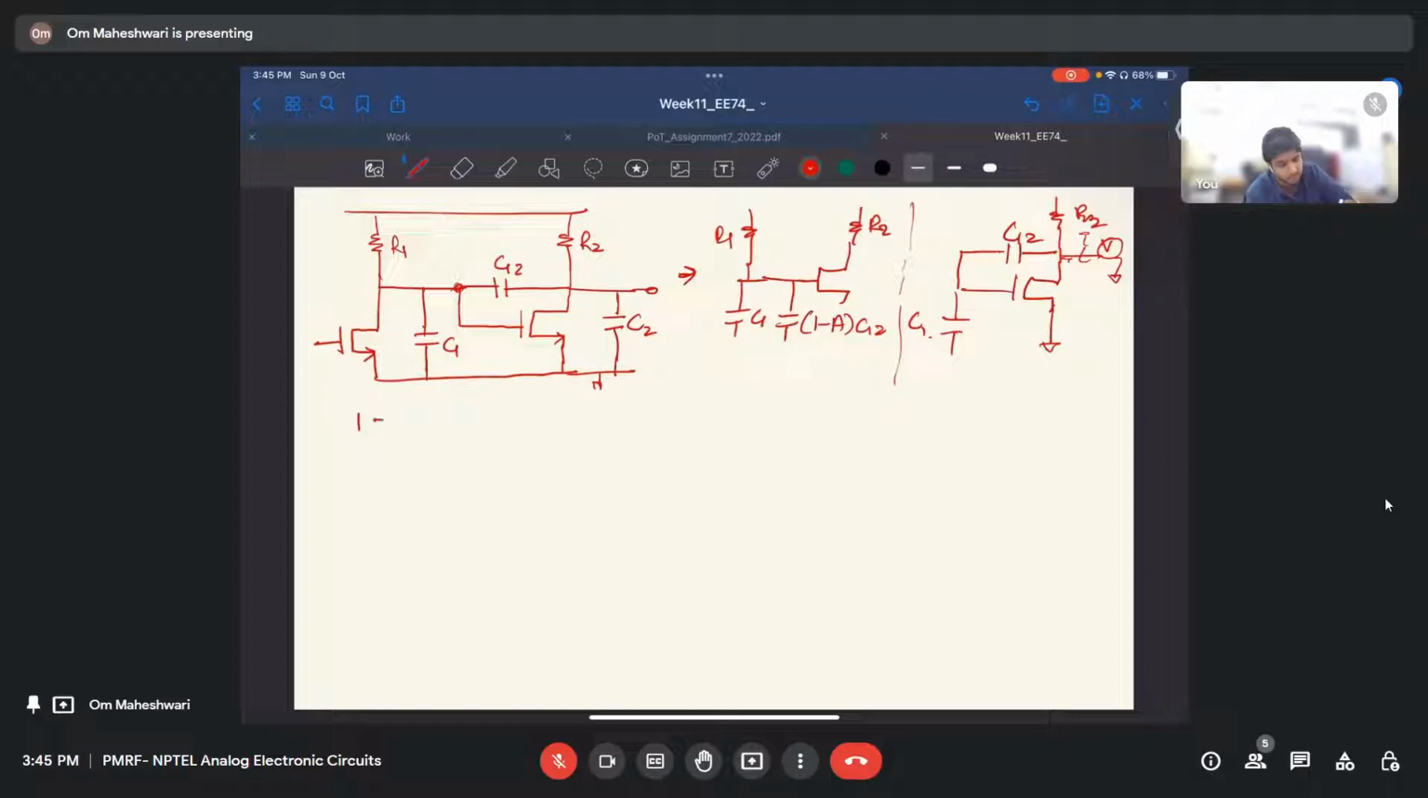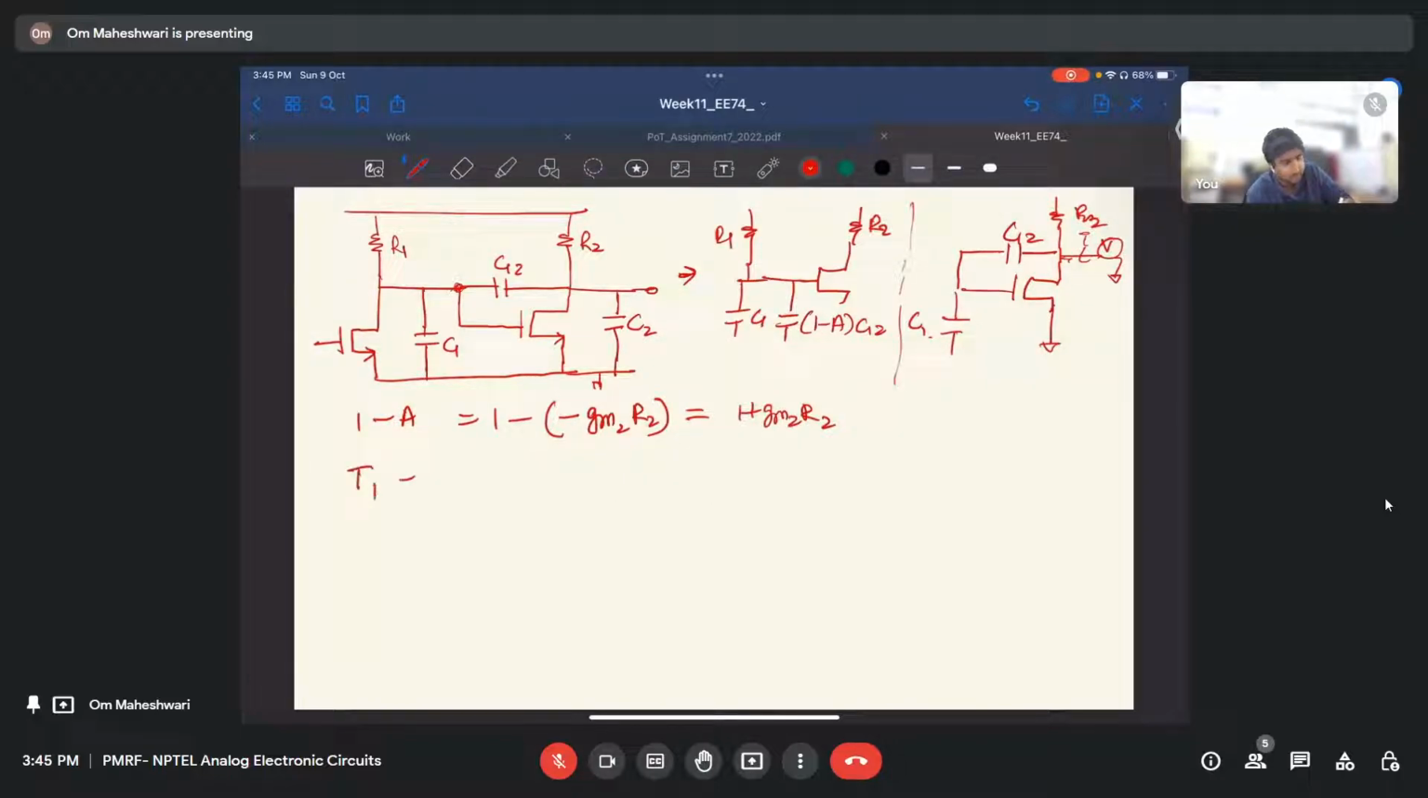Let me write. So 1 minus A is 1 minus GM2 R2. This gain is nothing but the gain of this stage, so its transconductance is GM2 and impedance is R2. So it is 1 minus GM2 R2, right? So 1 minus A is simply 1 plus GM2 R2.